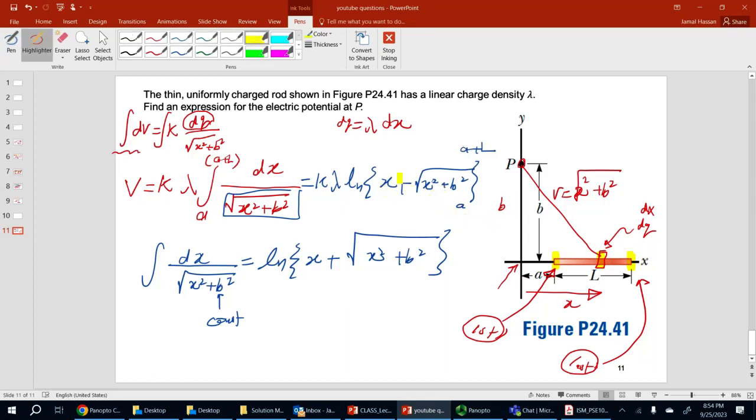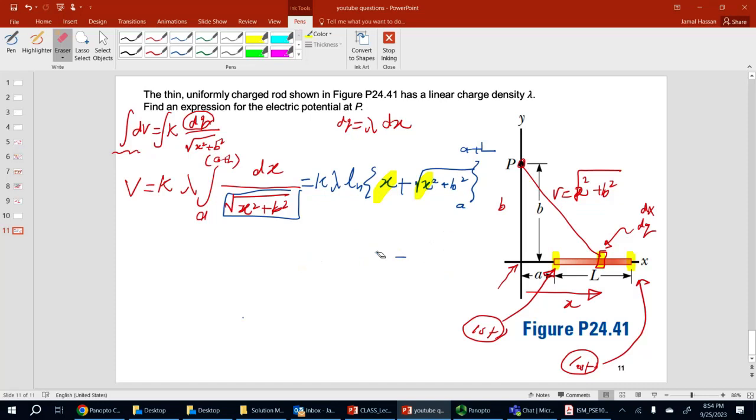Instead of x, once you put a plus l, and then once you put a. So let me erase this one here. Do the next step over here. So that simply is going to be equal to k lambda ln, instead of x, I'm going to write down a plus l plus, again, a plus l squared plus b squared.